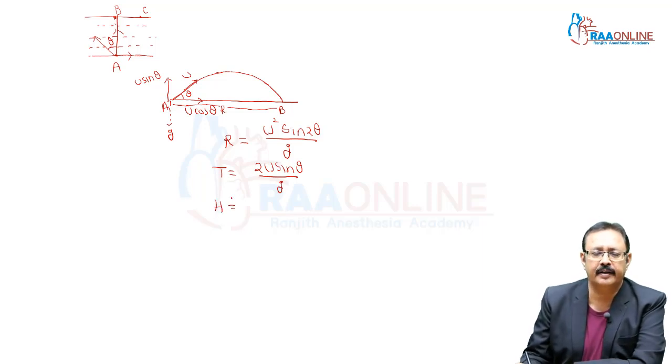Maximum height attained by the projectile in its path, you can calculate by the third equation of motion: u square sin square theta by 2g.